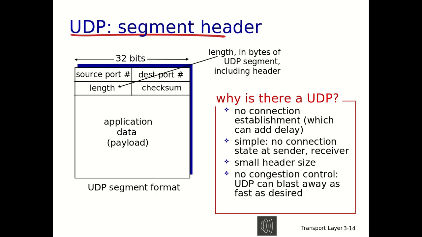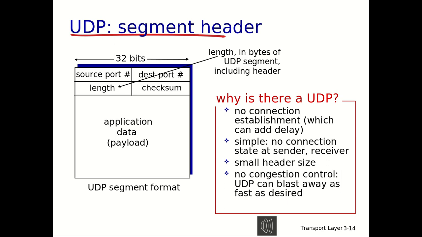This is your UDP segment header. You have 32 bits, 16 bits for the source port, 16 bits for the destination port. Then you have the length of the actual segment. This is in bytes. That is the length of the entire segment, including the header bit. Then you have the checksum, and then you have the application data or payload. This is your general format.